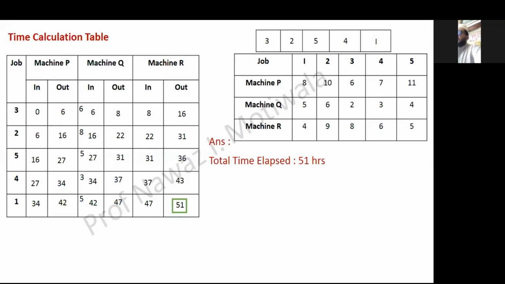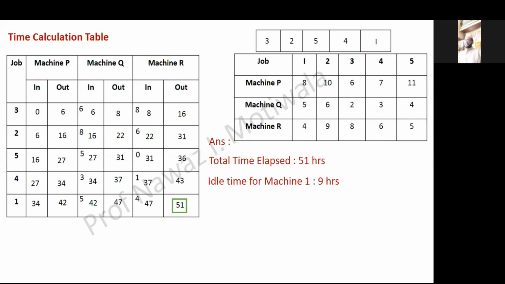Similarly for machine R I will calculate. At the first job only, it is waiting for 8 hours, so idle time will be 8. Then next, 16 and 22, idle time is 6. 31 and 31, idle time 0. 36 and 37, idle time 1. 43 and 47, idle time is 4. So total idle time here will be 8 plus 6, 14, plus 1, 15, and plus 4, 19.